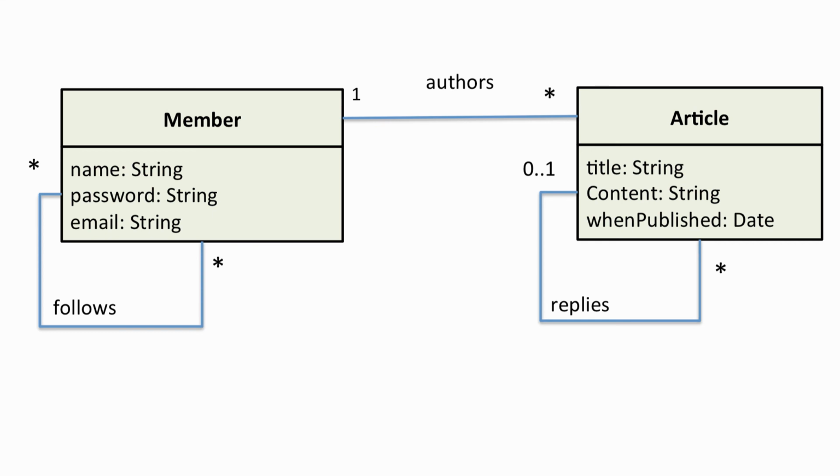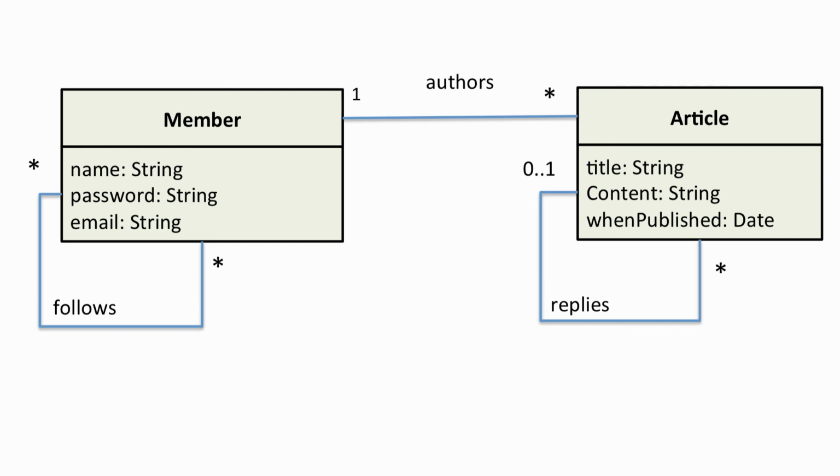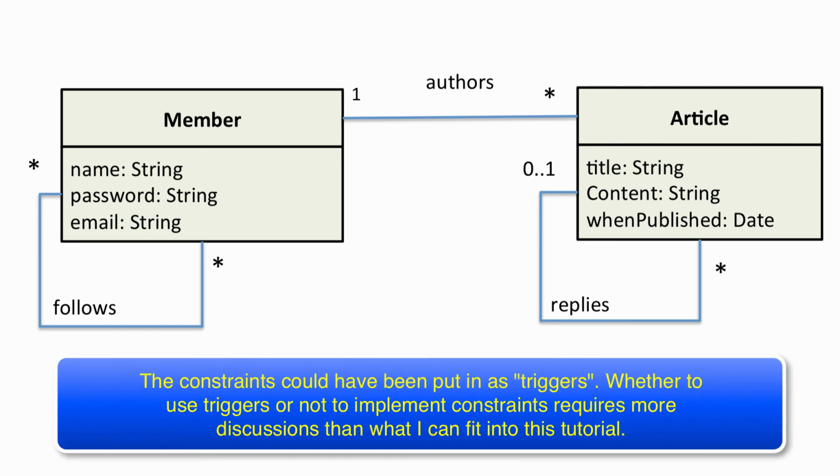Also, if you look at the replies edge, it goes from article to article. That same type constraint has been lost, but also the fact that it can only follow or be a reply to a single article is a constraint that is lost in the transition to the graph. But this is relatively easy to fix, and there are something called triggers that allow you to implement these constraints or put those constraints back into the graph.